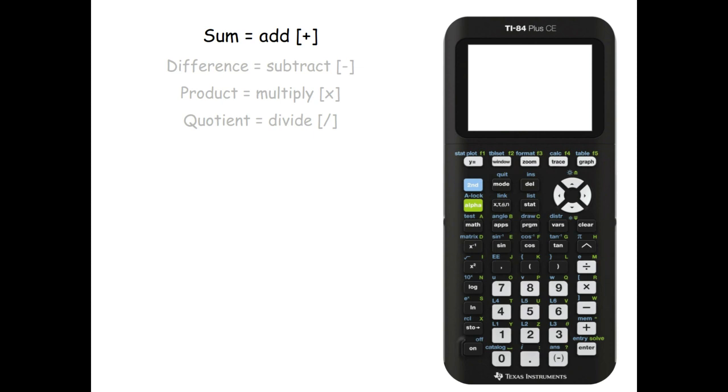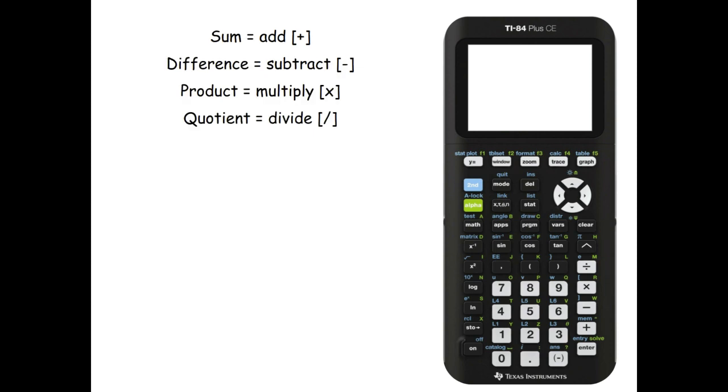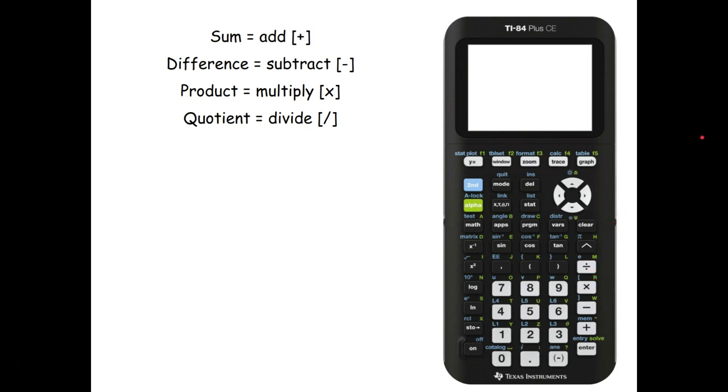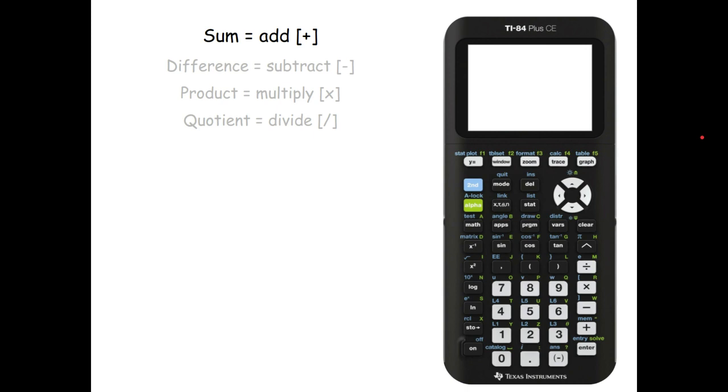First of all, we have sum. Here in the calculator, we have the plus sign, the minus sign, the multiplication sign, and the dividing sign. The way they use it for word problems, the sum means you add. For instance, if a problem says the sum of 2 and 7, that means 2 plus 7. So the sum means you add.